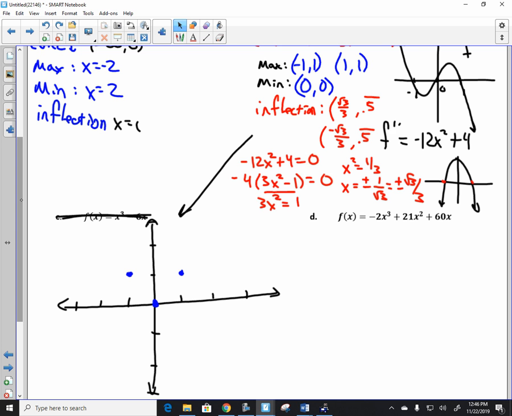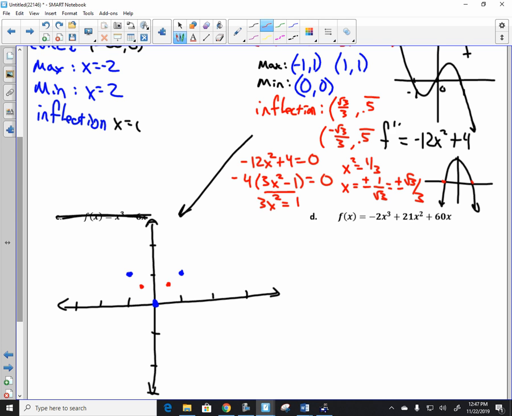The square root of 3 divided by 3 is about 0.6. So if you go over 0.6 and up 0.5, that brings you to about there. That's where it changes concavity, inflection. And if I go back 0.6 and up 0.5, that's where it changes inflection as well. Changes concavity.